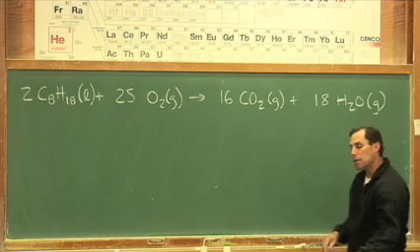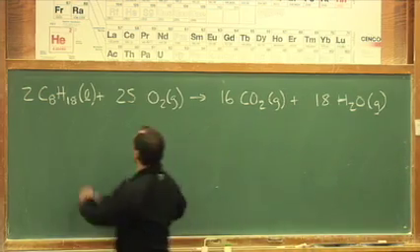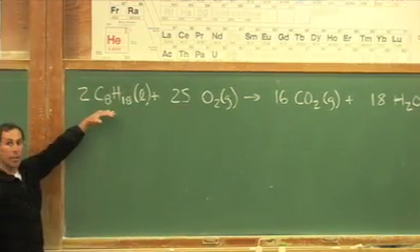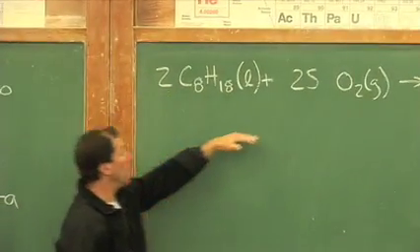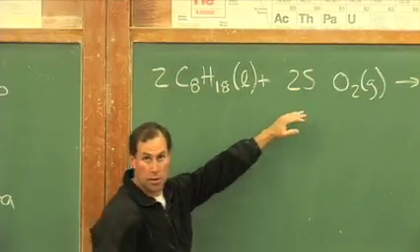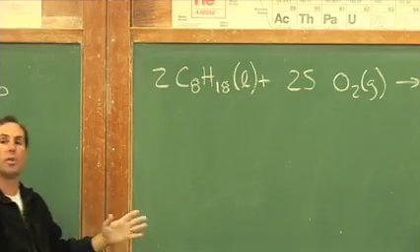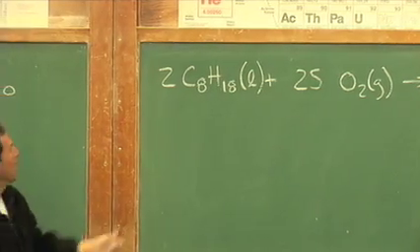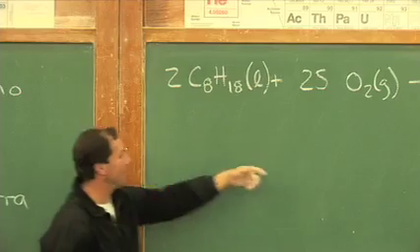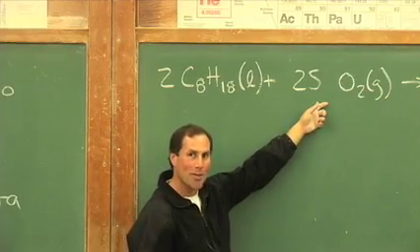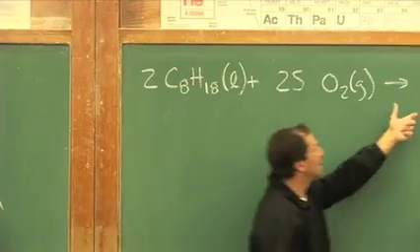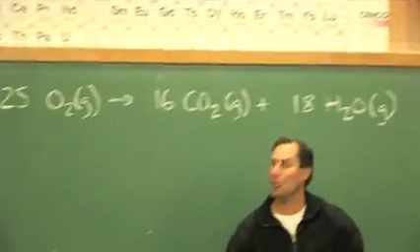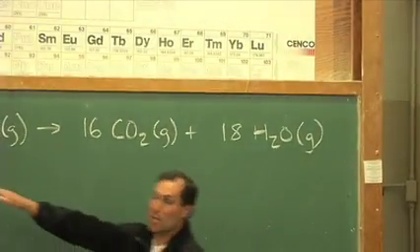Now, the reason that we need to study the mole is because this reaction is not written in grams. It is not true that 2 grams of octane will react with 25 grams of oxygen. That's not right. It's written in moles. It's written in ratios. 2 moles of this react with 25 moles of this. So the prefixes 2 and 25, and furthermore, 16 and 18 are combinations, counts. So we need to use moles.